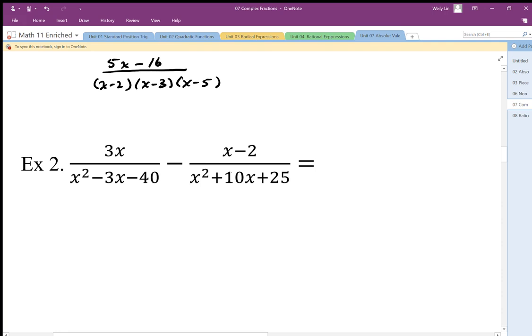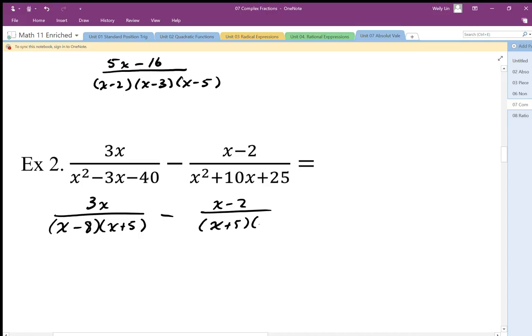For this one here, same thing. I'm subtracting this time though. I need to factor the denominator. Multiplies to negative 40 and has a difference of 3: negative 8 and plus 5. Here we end up with (x minus 8)(x plus 5) and the other denominator is x plus 5 times x plus 5, or x plus 5 squared.